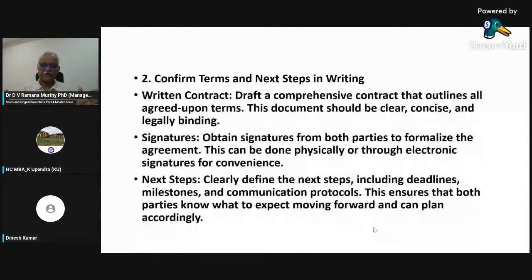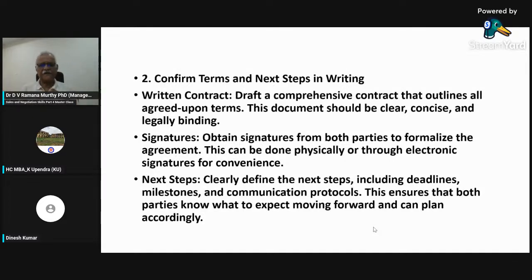A written document, a written contract it is called, and a comprehensive contract, as clear as possible, as concise as possible, and as legally binding as possible. The terminology should be nicely set where the obligations on the part of the seller and on the part of the customer must also be very clearly indicated. And next is signatures. Obtain signatures of both the parties to formalize the agreement. That's it.